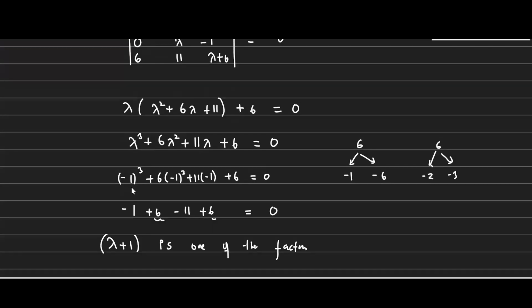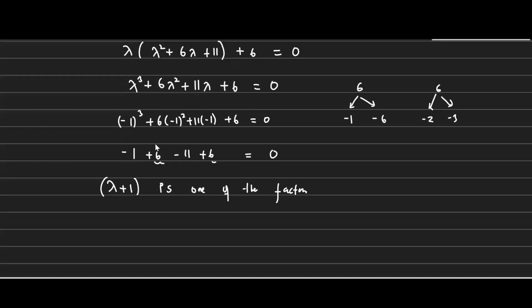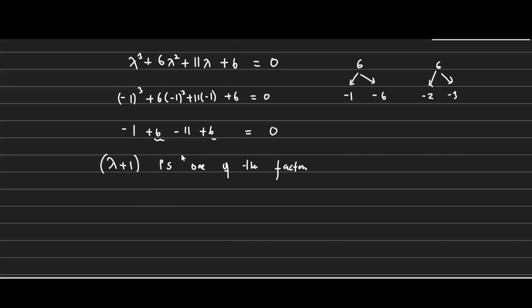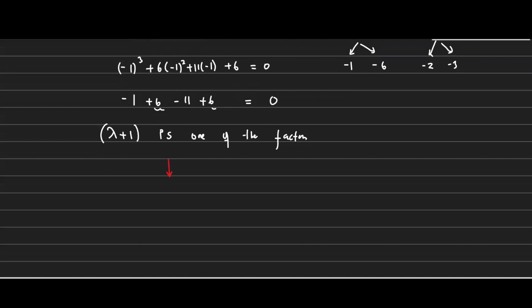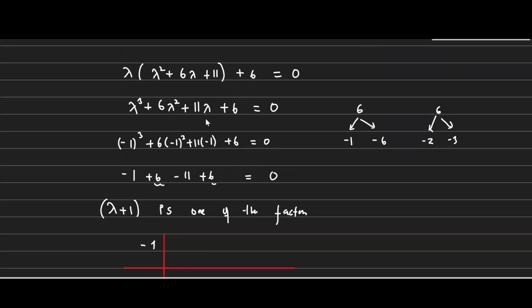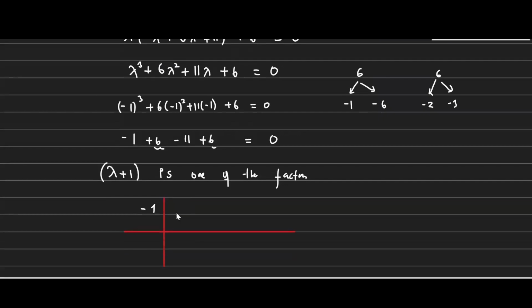The other 2 factors can be gotten by either a long division method or a method I call the synthetic method. I feel it's fast. I'm going to draw a table like this. Here I'm going to put negative 1, which is the number that I first tested. And then here, I'm going to write the coefficients of this cubic equation: I'll write 1, 6, 11, and then 6.